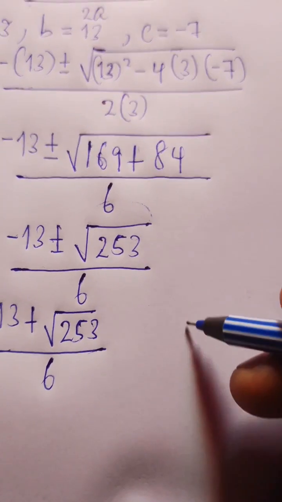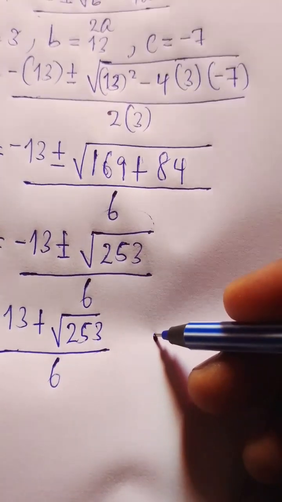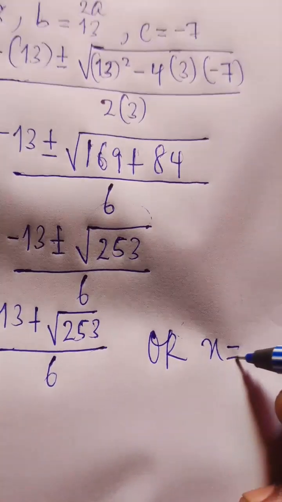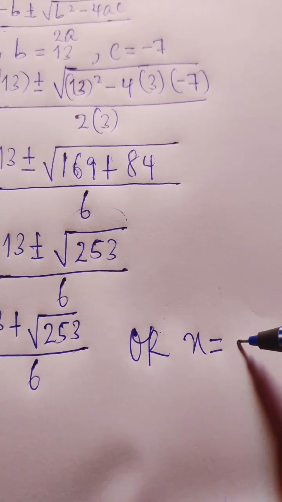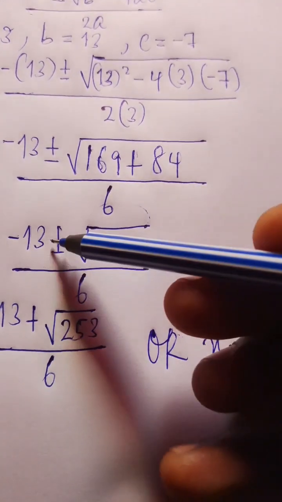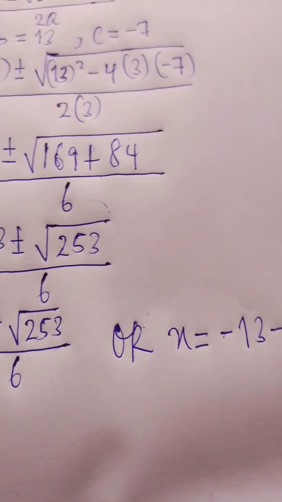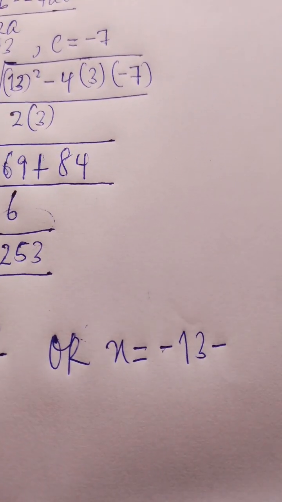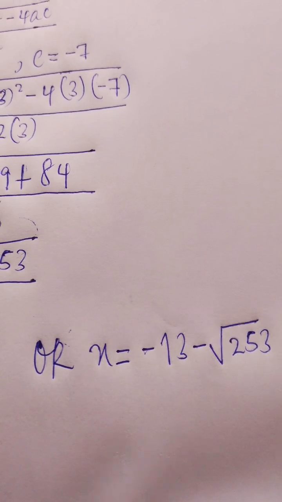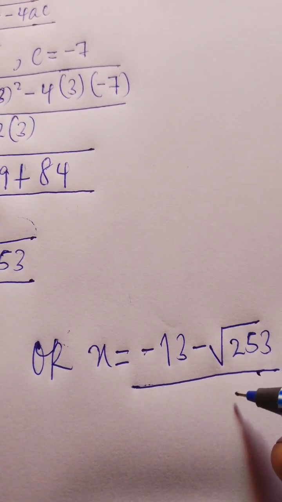Then in our second case, we're going to say, or, x is equal to negative 13. This time around, we're going to take the negative value of the square root of 253, then over 6.